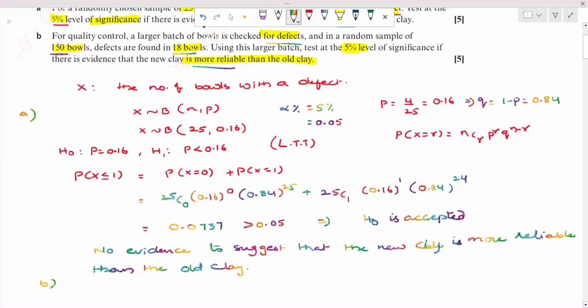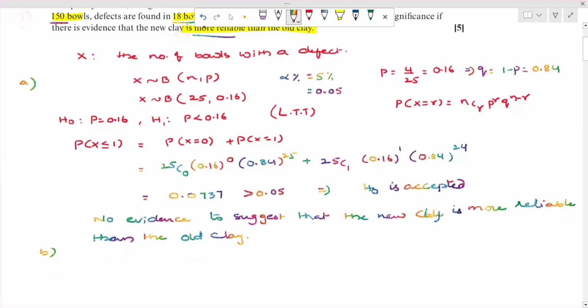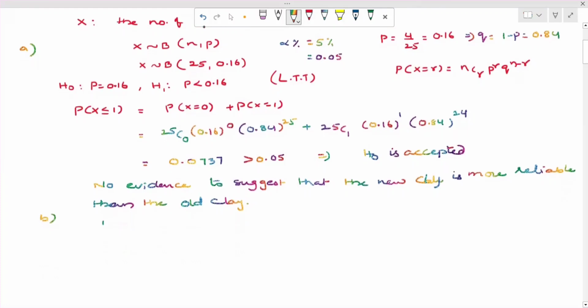Now, using the larger batch test at the same 5% significance level, is there evidence that the new clay is more reliable than the old? Here n is equal to 150 as given, so first it is binomially distributed, 150 comma p, but since n is more than 50, you should use a normal distribution. When you write the hypothesis test for the binomial, H0 is p equals 0.16 and the alternate is p is less than 0.16.